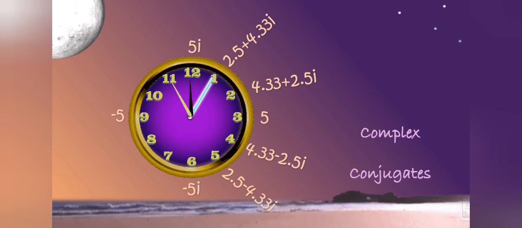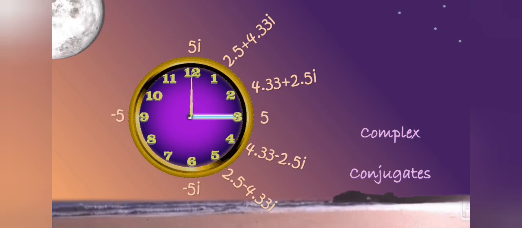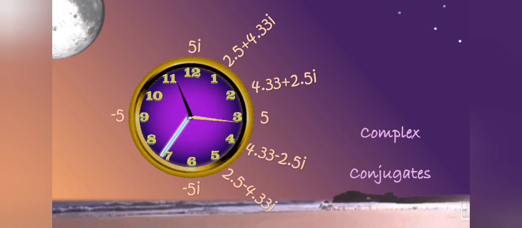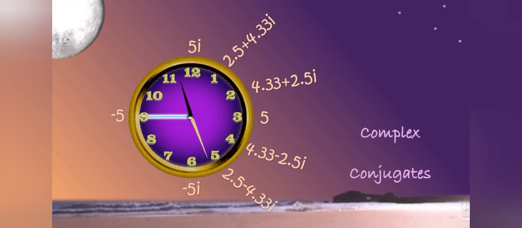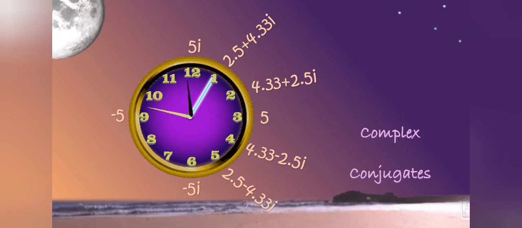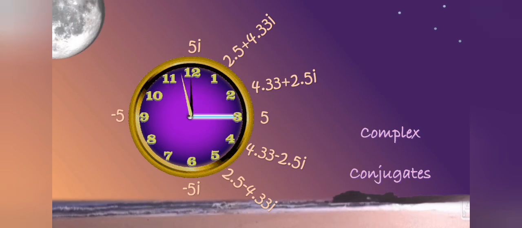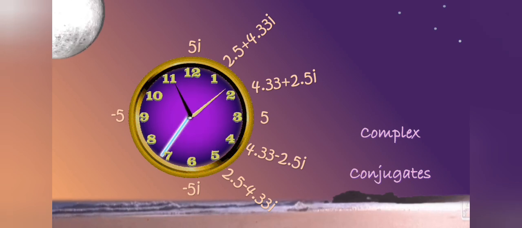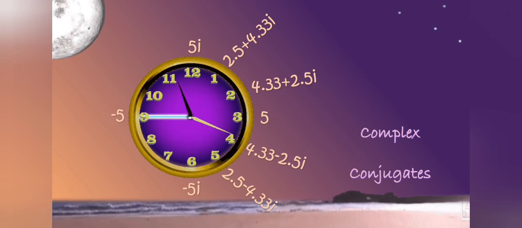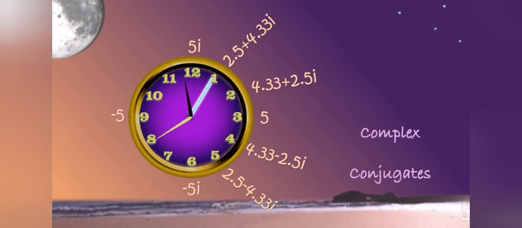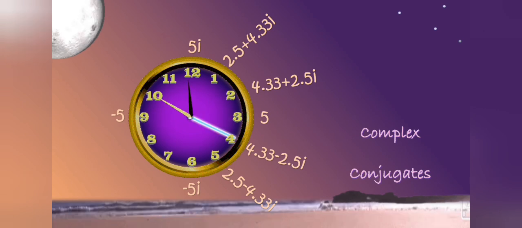Now, if the needle is pointing somewhere in between, its influence gets divided into two parts: its horizontal component and its vertical component. In other words, its real and its imaginary part. For example, at 1 o'clock, its real component is 2.5, and its imaginary component is 4.33i.